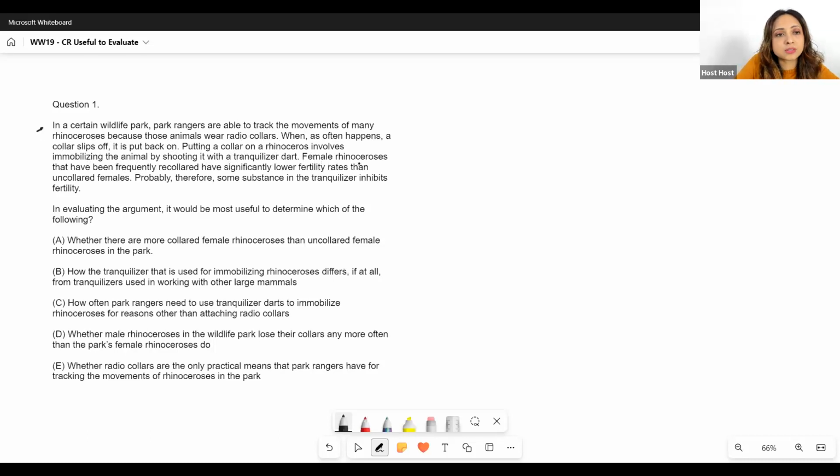All right. Now, female rhinoceroses that have been frequently recollared have significantly lower fertility rates than uncollared females. Now, this is the problem that we're talking about. That the rhinoceroses that have been frequently recollared, where often the collar has fallen off and then they have been shot with the dart and then again recollared, they have lower fertility rates than uncollared females, than females who don't have a collar at all, right? We're not talking about, let's say, other females who've not been recollared very frequently or whatever. Let's be very, very clear about what two things we are talking about. We are saying the ones who have been recollared very frequently versus uncollared females, right?